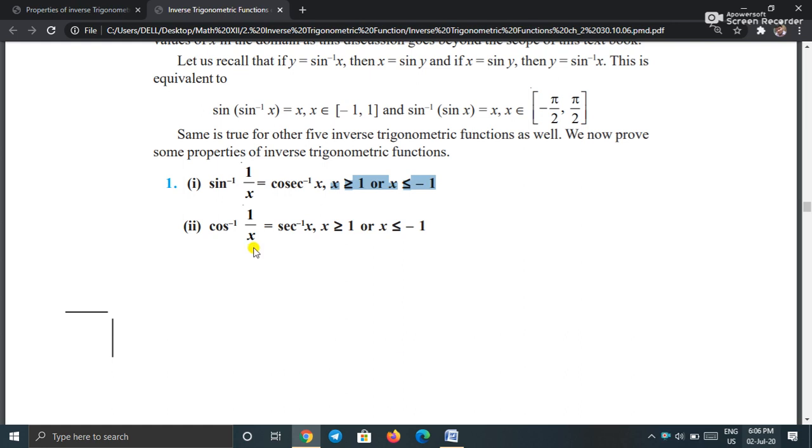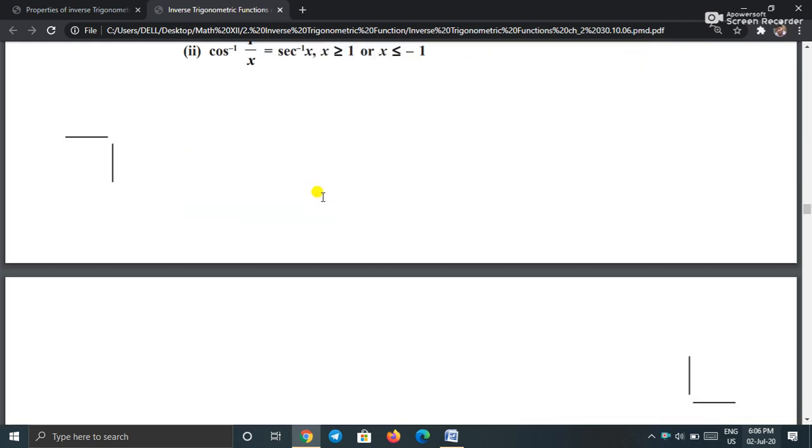Now see the proof of the formula. Suppose we have to prove sin inverse 1 upon x is equal to cosec inverse x. How will we prove this?